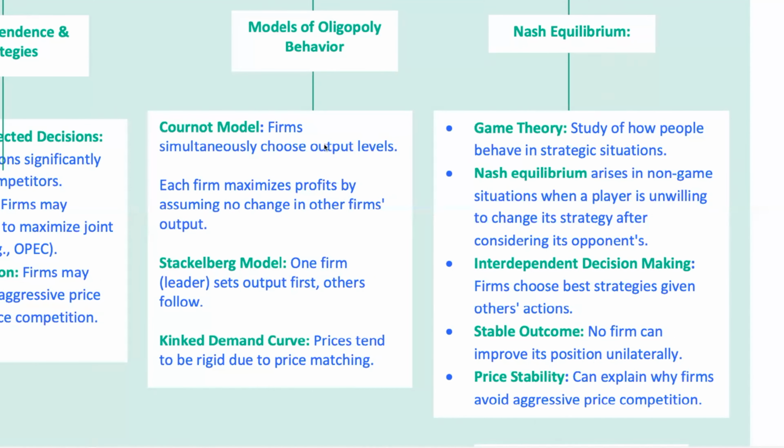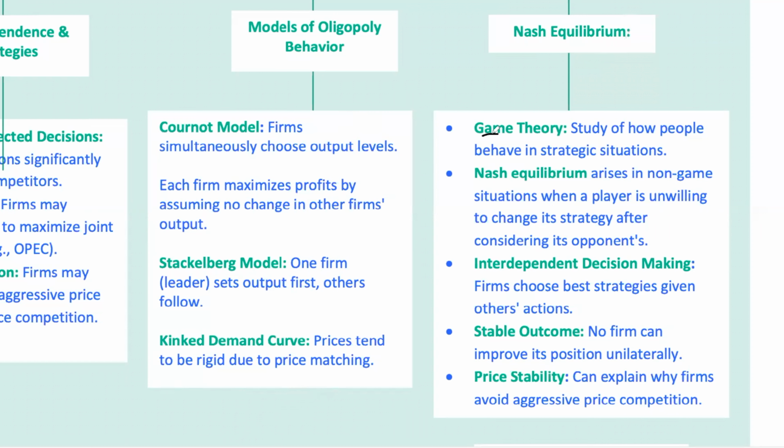The technology sector, particularly in hardware like smartphones, also demonstrates oligopolistic behavior. A few key players dominate the market, with significant barriers to entry due to high R&D costs and established brand loyalty. Let's talk about Nash equilibrium.